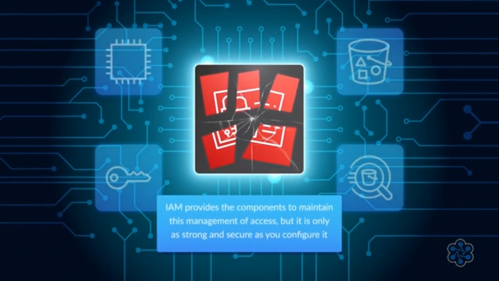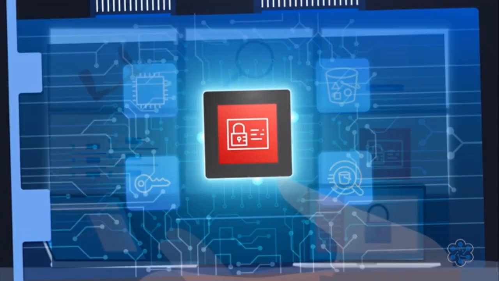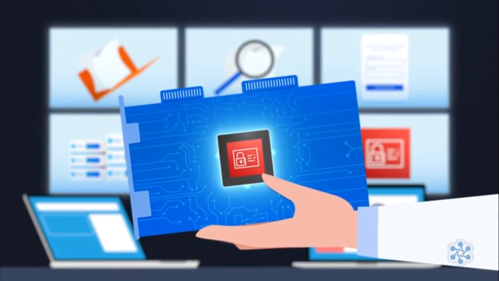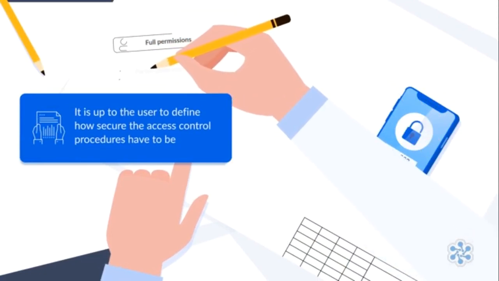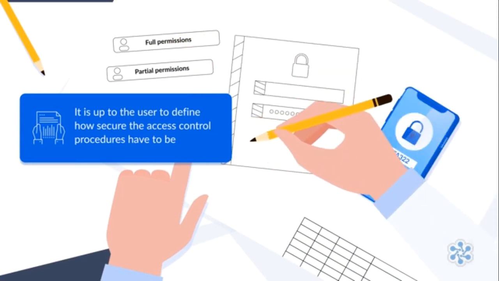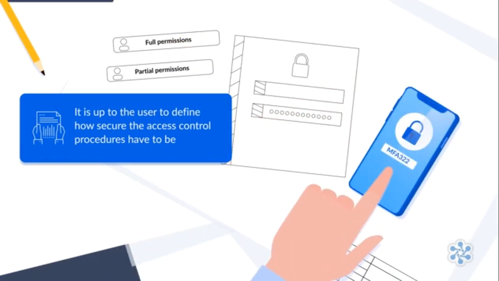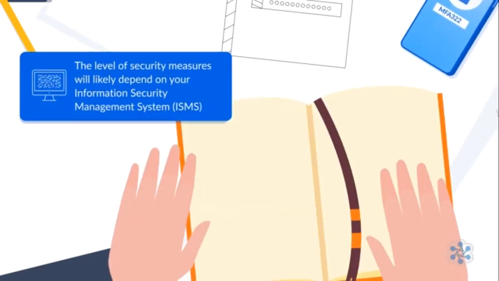IAM provides the components to maintain this management of access, but it is only as secure as you configure it. The responsibility of implementing secure, robust, and tight security within your AWS account using IAM is yours. You are the owner of the AWS account. You must define how secure your access control procedures must be, how much you want to restrict users from accessing certain resources, how complex a password policy must be, and if users should be using multi-factor authentication. All of this and much more is down to you to architect and implement, and much of it will likely depend on your own security standards and policies within your information security management system.